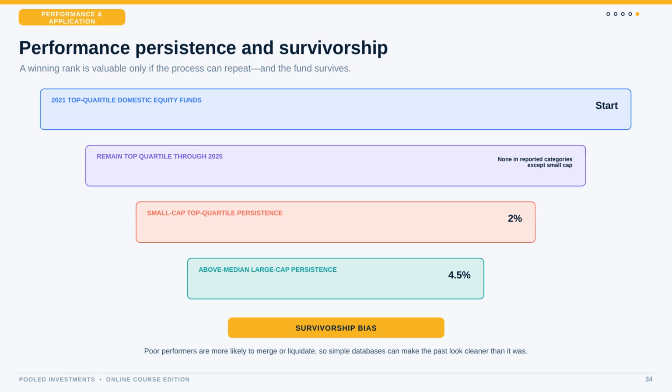Funds that perform poorly are also more likely to merge or liquidate, creating survivorship bias in simple historical comparisons. A strong manager may exist, but identifying skill requires evidence about process, people, capacity, costs, and repeatability. Rankings are a starting signal. Persistence is the harder test.